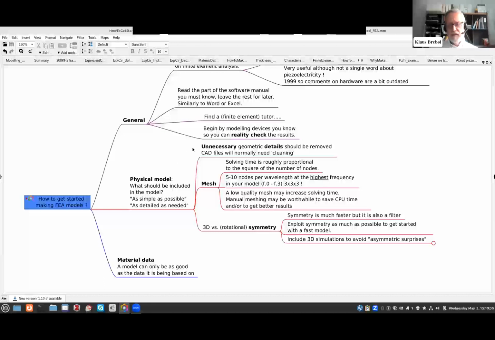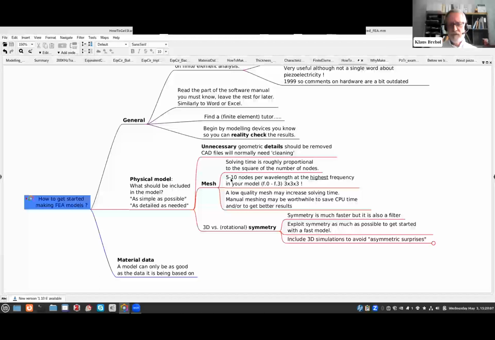Any unnecessary geometric details should be removed, and CAD files will normally need quite a lot of cleaning if you get your design as that. But the more simple your model is, the better you can see the principle behind the functioning, and the quicker it will simulate. Once you have your geometry finished, it's also a question about meshing, and you will have to remember that solving time is roughly proportional to the square of the number of nodes.